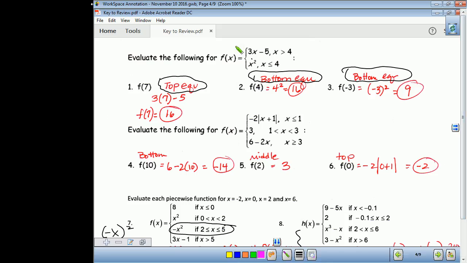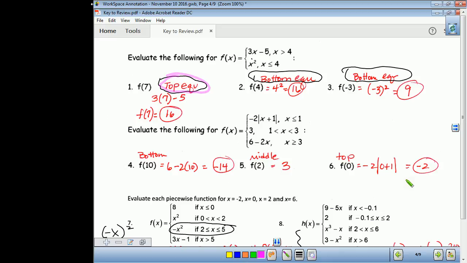All right, now this next section is over evaluating piecewise. So we just evaluated greatest integer, now we're going to evaluate piecewise. The first thing we have to do is determine which equation it goes into. In this case, we have a top one and a bottom one. So we determine the equation, we plug it into that piece, and we get our results. So check 1 through 6, and then I'll scroll down so you can check 7 and 8.